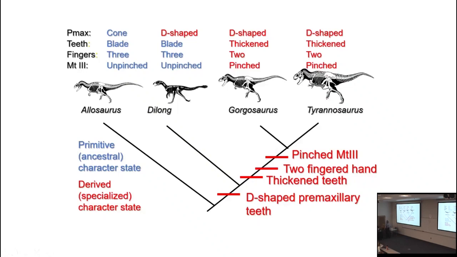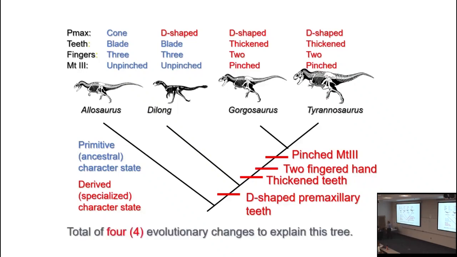And now, we can actually quantify this. Remember, that's another aspect of science, quantification. We can count the number of evolutionary transitions from primitive to advanced, from primitive to derived. And that's 4. Given these observations and this tree topology, the simplest solution is we require 4 evolutionary changes to explain this tree.